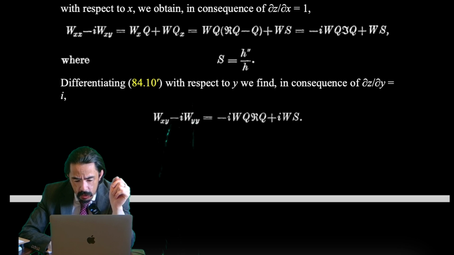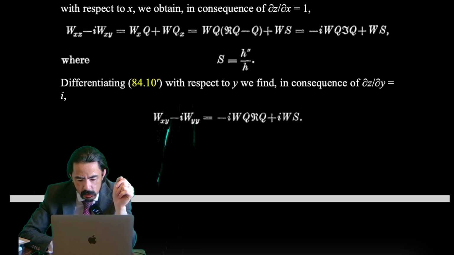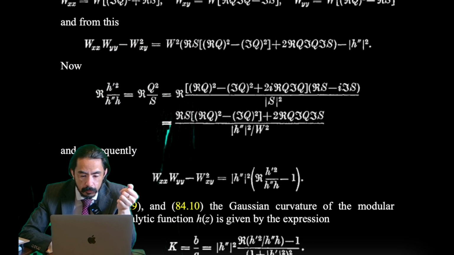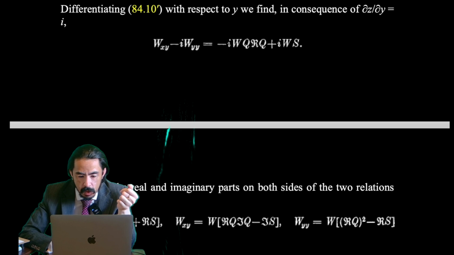And differentiating the expression I worked out for capital W sub x minus I times capital W sub y equals capital W times capital Q, differentiating that with respect to y, we find, in consequence of having that partial z partial y equals I, that capital W sub xy minus I times capital W sub yy is equal to negative I times capital W, then times capital Q, then times the real component of capital Q plus I times capital W times capital S.